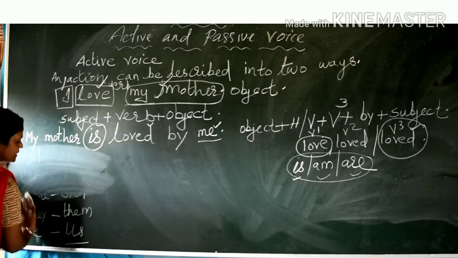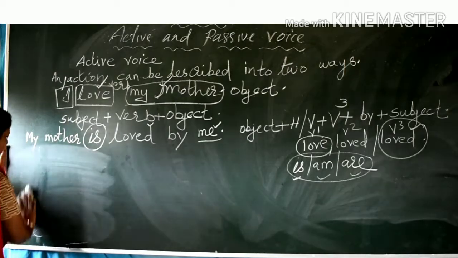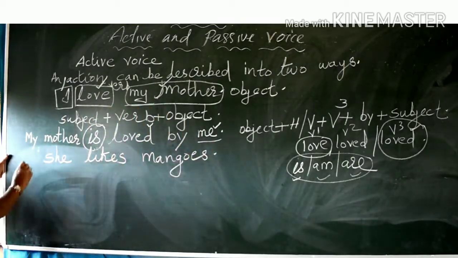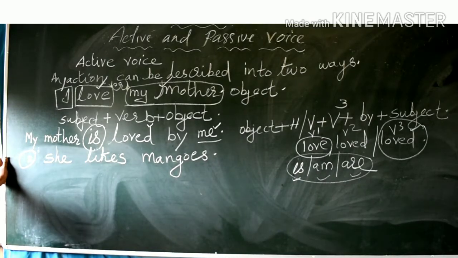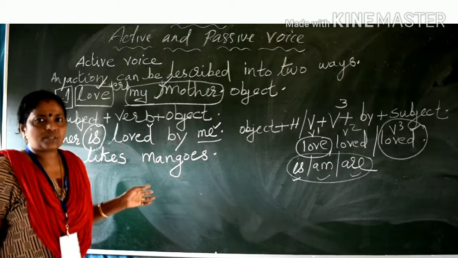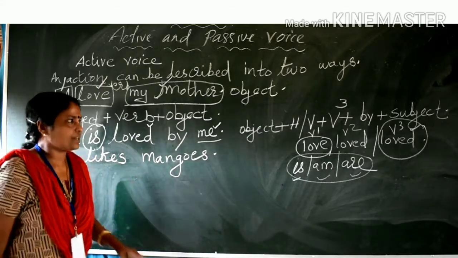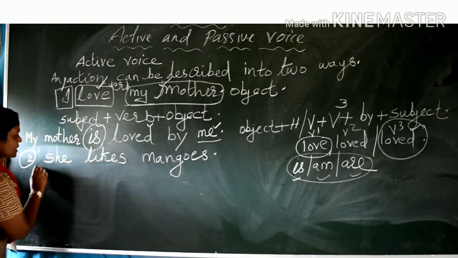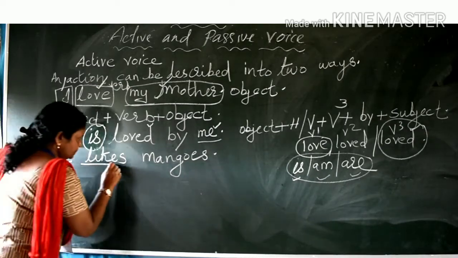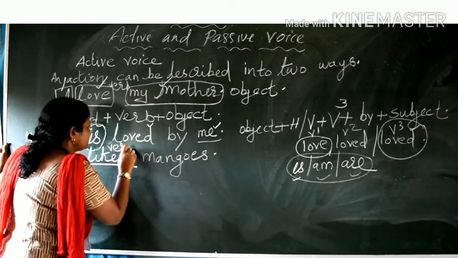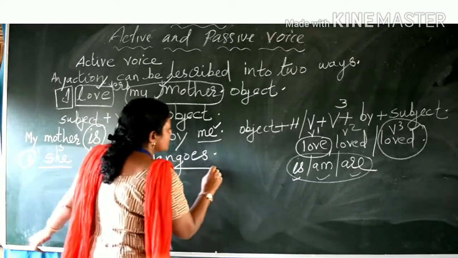Again with some examples I will teach you. Another example. She likes mangoes. Here also first step is identification. Identification is subject, this is subject, this is verb and this is object.